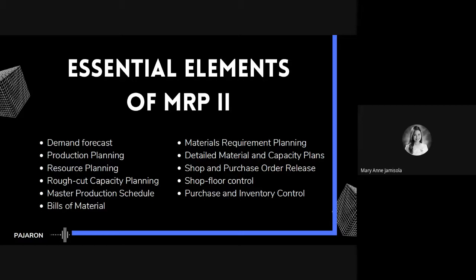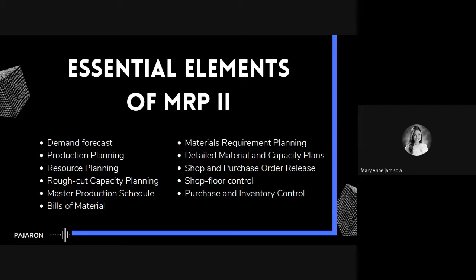Then we have the master production schedule, which is prepared on the basis of the information obtained from the demand forecasting, production planning, resource planning, and rough cut capacity planning process. So the results of the first four items here are consolidated in the master production schedule. Then bill of material. It is a storage of basic data for defining our products. That is, it gives us a list of the components and materials required to produce the end product or the finished product, finished good.